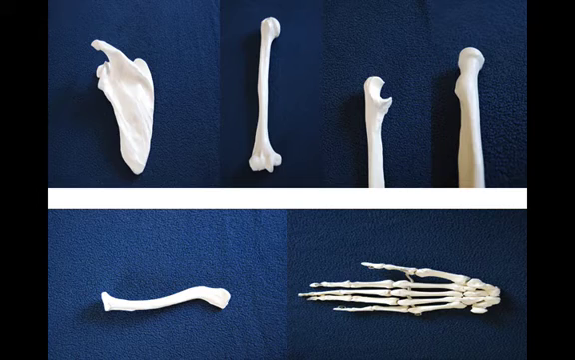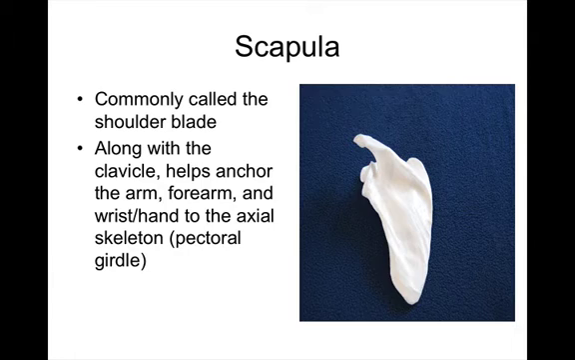So the top part of the image from left to right, jogging your memory here, because you saw this in the introductory video as well, we have scapula, then to the right of the scapula we have humerus, then we have ulna, and then far right is the radius. Then the bottom part of the image we have the clavicle, far left, and then to the right of that is the wrist and hand, composed of carpals, metacarpals, and phalanges.